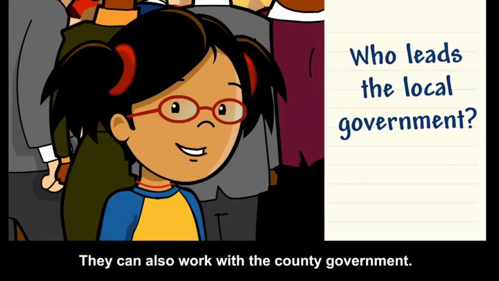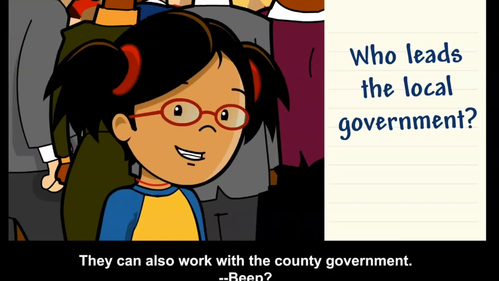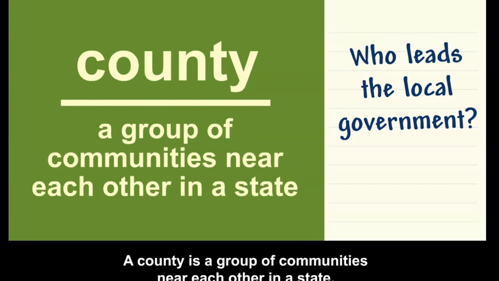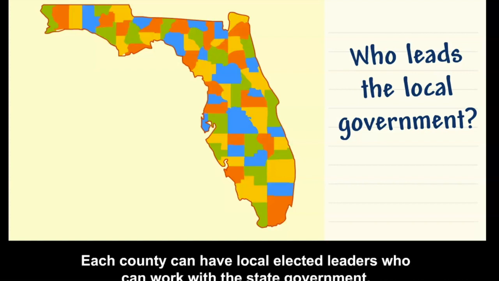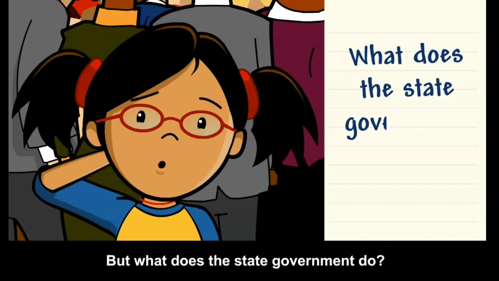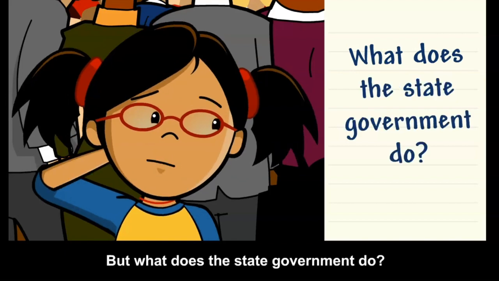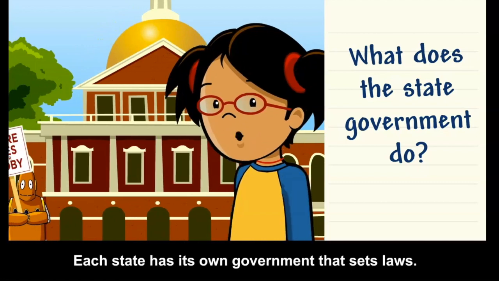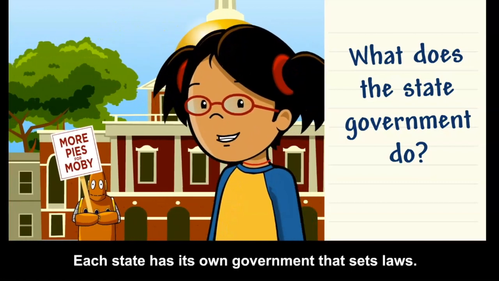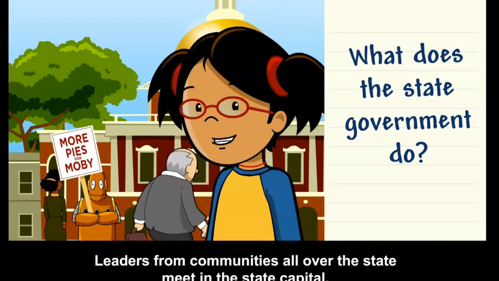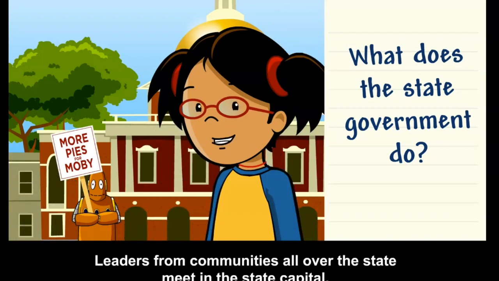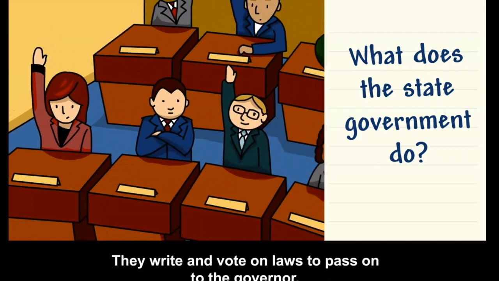They can also work with the county government. A county is a group of communities near each other in a state. Each county can have local elected leaders who can work with the state government. But what does the state government do? Each state has its own government that sets laws. Leaders from communities all over the state meet in the state capitol. They write and vote on laws to pass on to the governor.